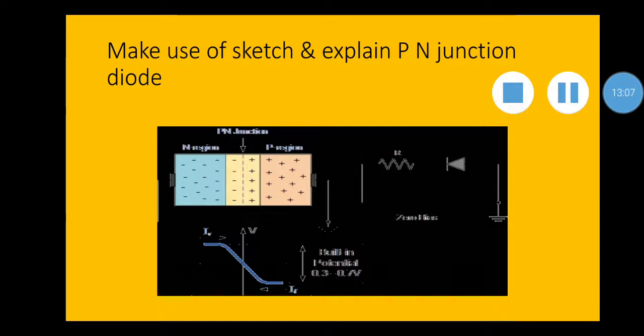Next question, make use of sketch and explain positive negative junction diodes. Here the positive and negative regions are there in this diagram.